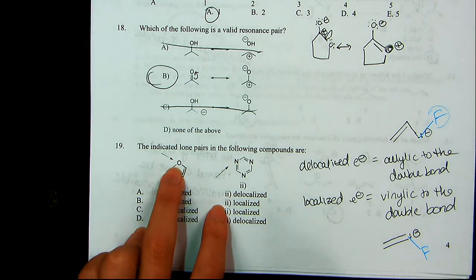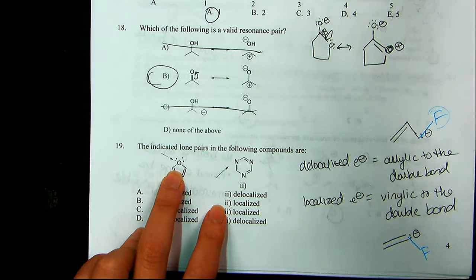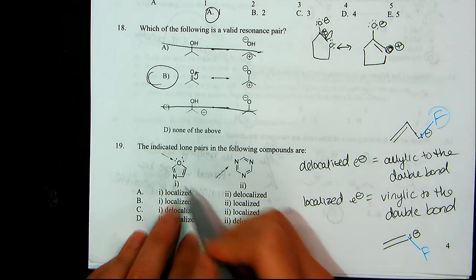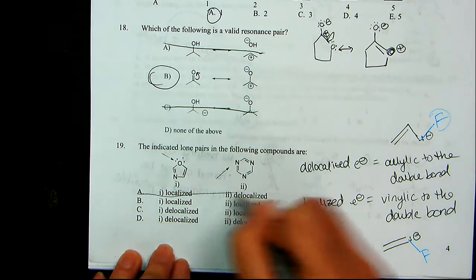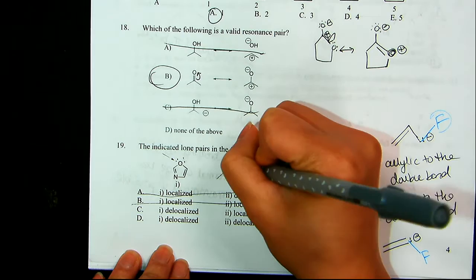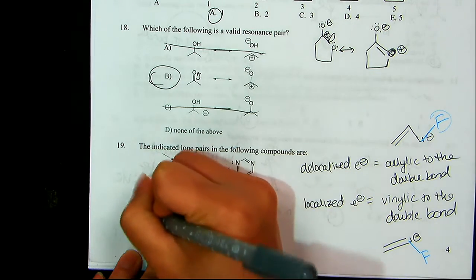So, in the first one, we have these lone pairs right here. So these lone pairs are allylic to those double bonds. Both of them are. So that's going to be delocalized. So we can cross out A and B. And looking at N, it's going to be directly connected to this vinyl double bond over here. So this way it's going to be localized. So it's going to be C.